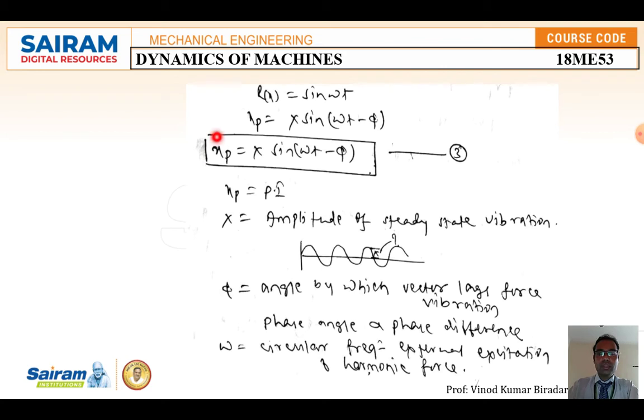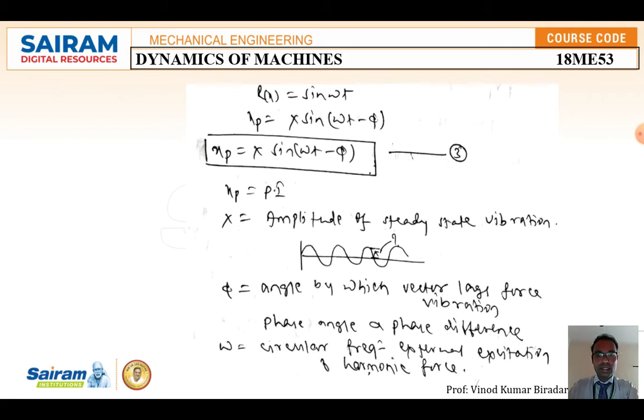Okay, so xp is equal to capital X of sin(omega t minus phi), where phi is nothing but the phase angle. Here you substitute that phase angle. X is nothing but the maximum amplitude, sin of (omega t minus phi). Give equation number 3. So xp is nothing but the particular integral, where X is the amplitude of the steady state vibration.